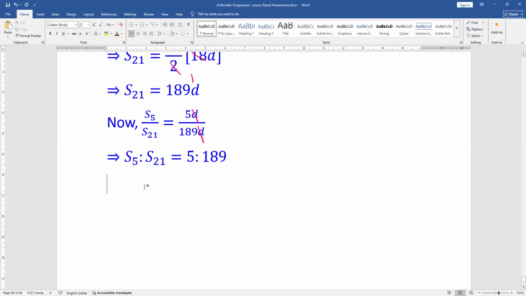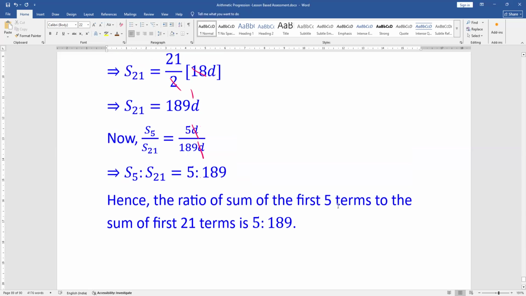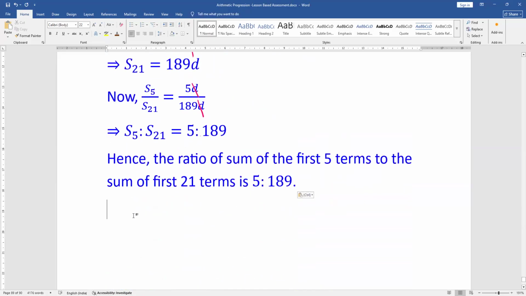So that means to say, what's the conclusion we can write? Hence, the ratio of first 5 terms to the sum of first 21 terms is 5 is to 189. So that is our final conclusion.